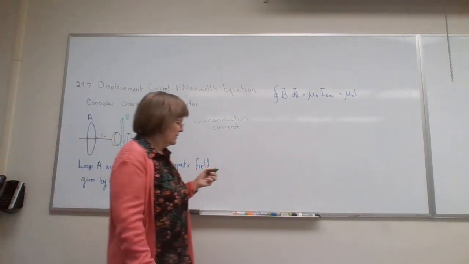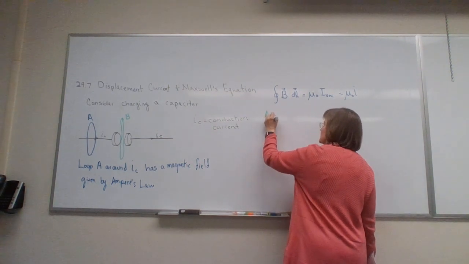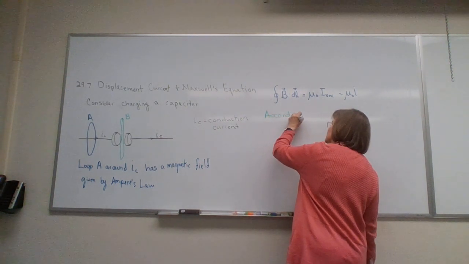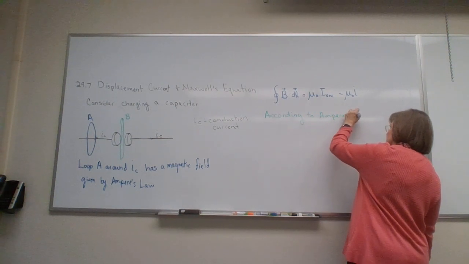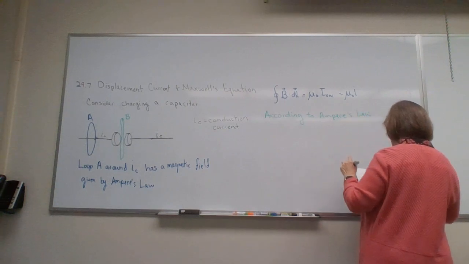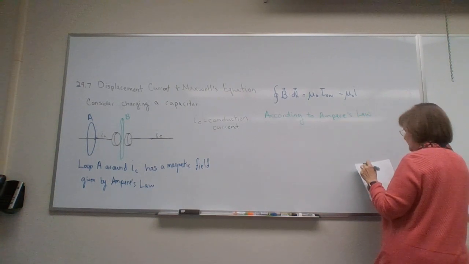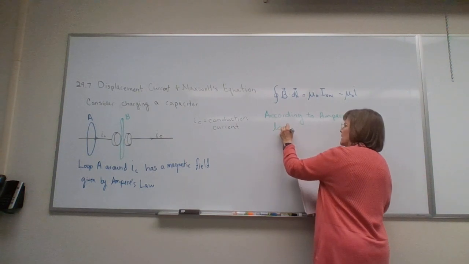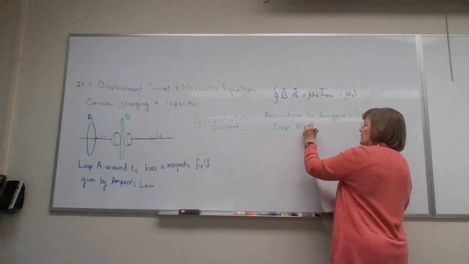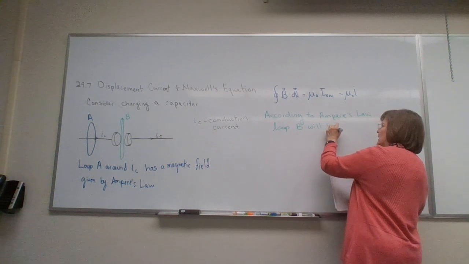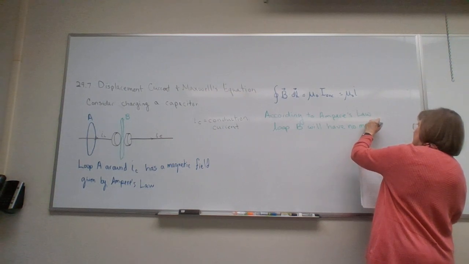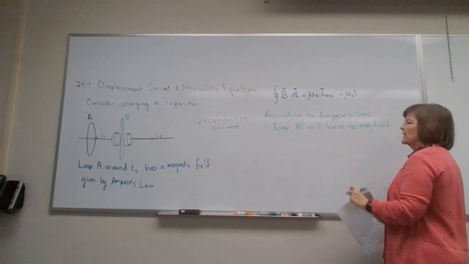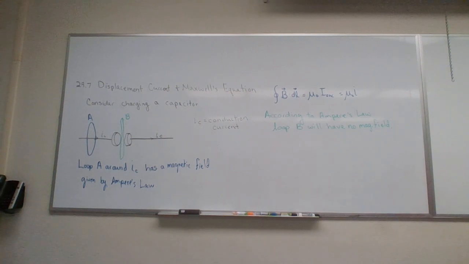According to Ampere's law, loop B will have no magnetic field. Good. It won't have any magnetic field because it doesn't enclose any current. It can't enclose any current. There's a big vacuum there, right?